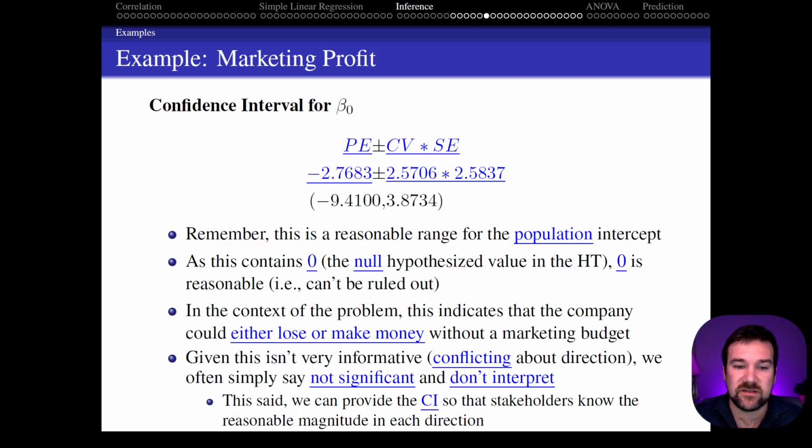So our best guess in this case was negative 2.76. I wouldn't say there's not enough evidence to determine the intercept is different than 0, and then go interpret that on average we're going to lose $2,768 if we don't have a marketing budget.